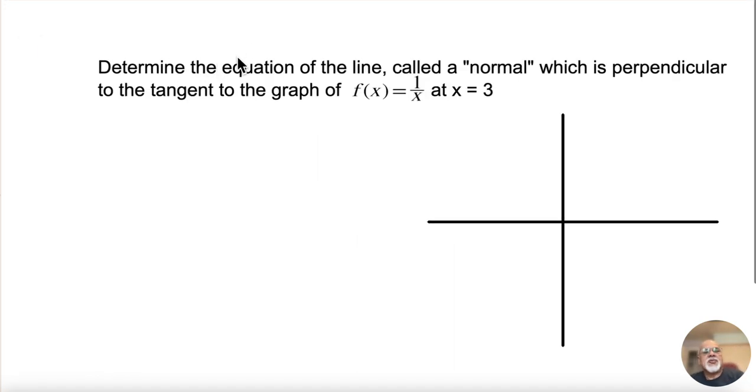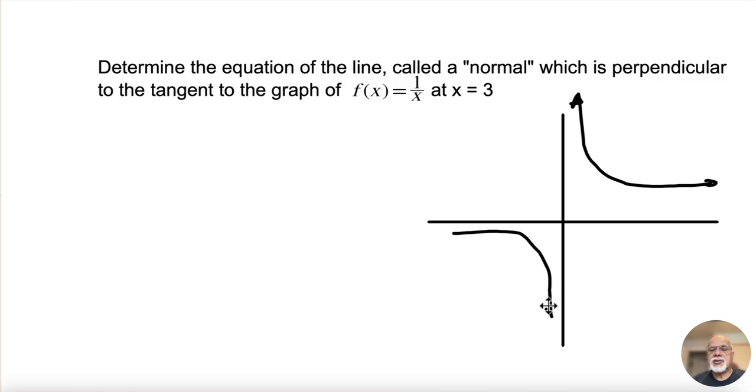So this time we're going to determine the equation of a line, which is called a normal, and that's a line which is perpendicular to the tangent to a graph. Now, f of x is equal to 1 over x, and you'll recall that 1 over x looks like this. It has the x-axis and y-axis as asymptotes, both in the first and third quadrants.